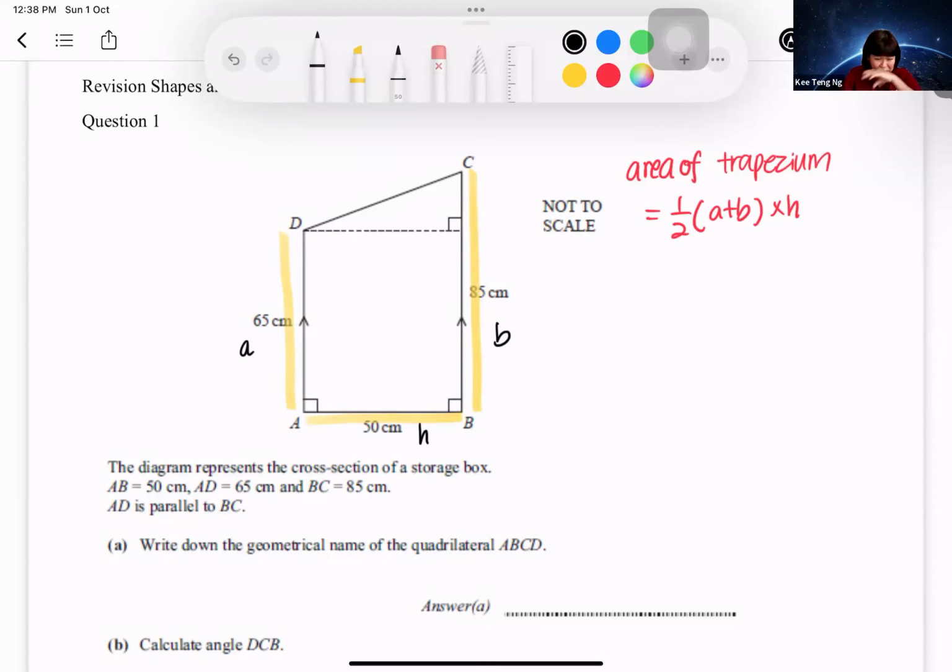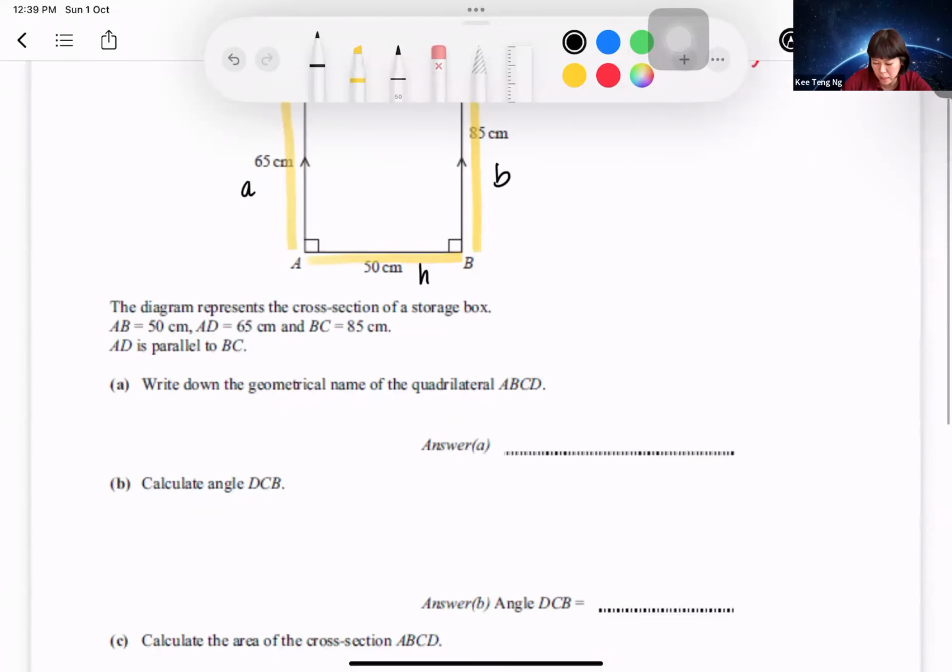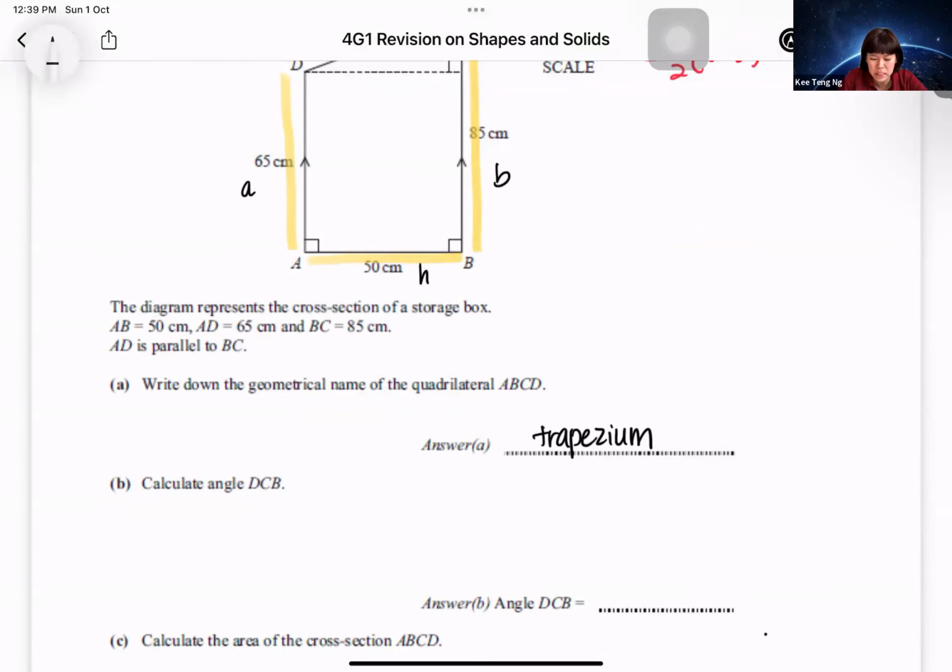Okay, so in this case, the diagram represents a cross-section of a storage box. You have the two parallel sides and you have the name. Write down the geometrical name of this quadrilateral. Do you know how to spell the name? Trapezium. Next question asks us to find angle DCB.